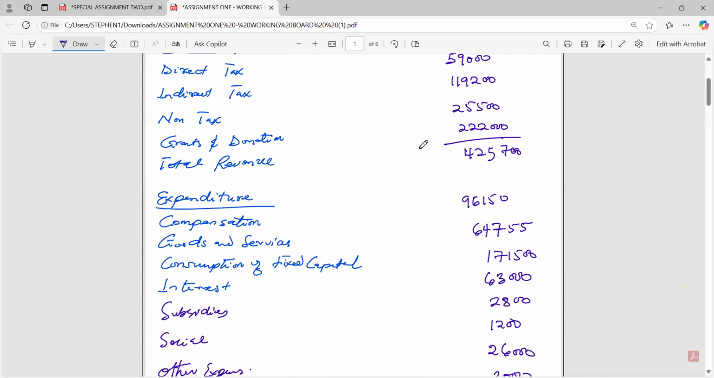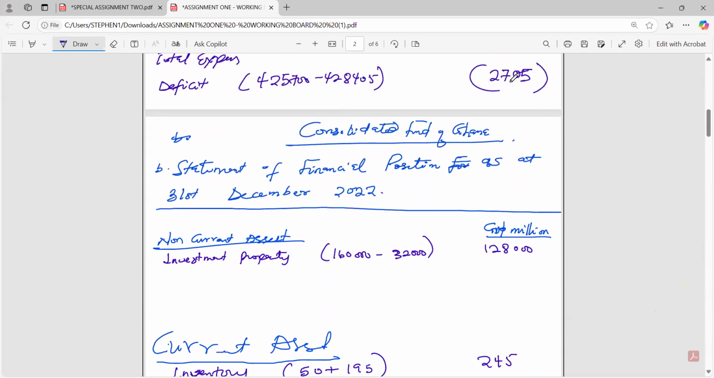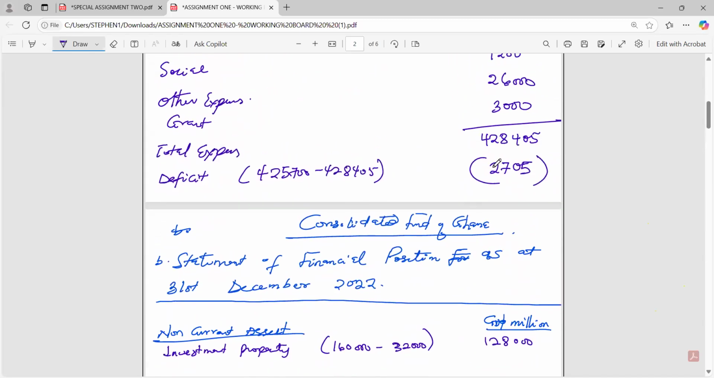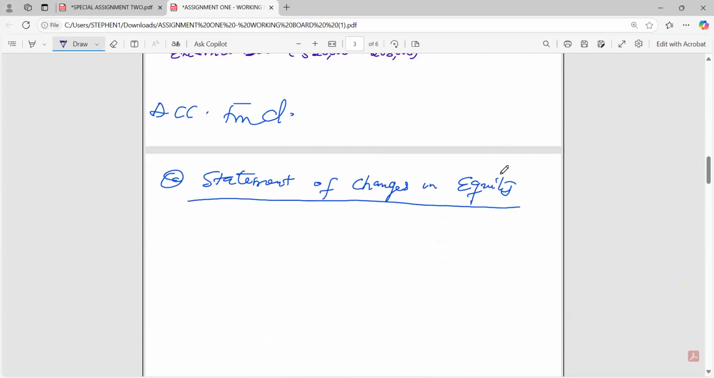So that is that. You see this deficit, the final answer you get here, send it straight to the balance sheet. Go and add it to accumulated fund. So our deficit, 2705. Go and put it there.